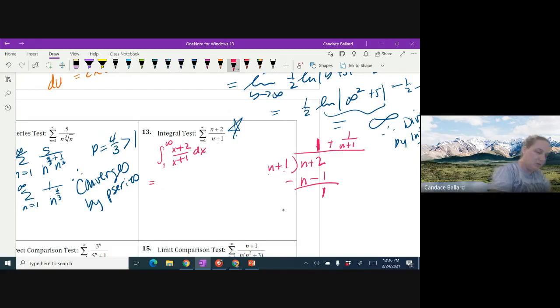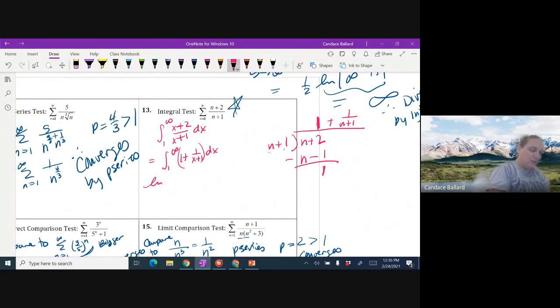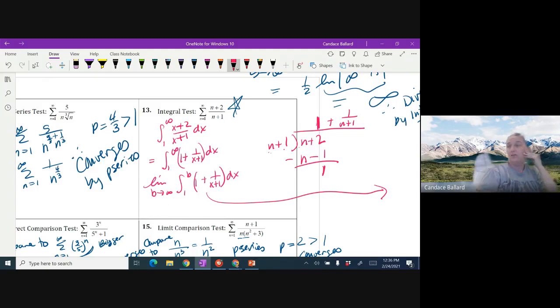So this is equivalent to the integral from 1 to infinity of 1 plus 1 over x plus 1 dx. I don't know why I switched it back to n's and x's. You can use just the x's, it's fine. All right, so now we do the limit as b approaches infinity from 1 to b of the 1 plus 1 over x plus 1 dx. I'm going to move my work this direction here in a second, so I'm going to give you a minute to write.